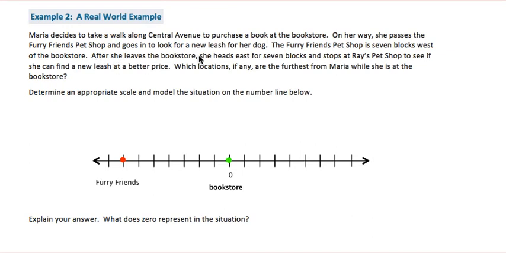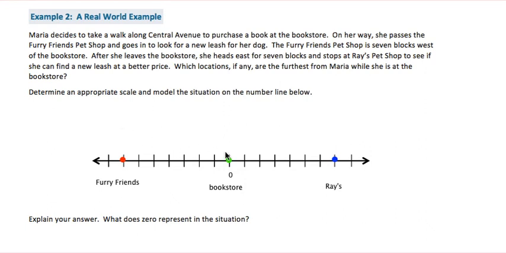Then it says after she leaves the bookstore, she heads east for 7 blocks. East would be to the right, and stops at Ray's pet shop to see if she can find a new leash at a better price. So we'll need to then put a point on Ray's pet shop and label it as well.